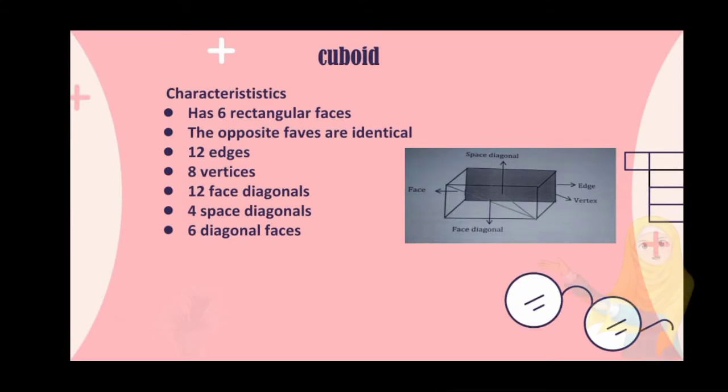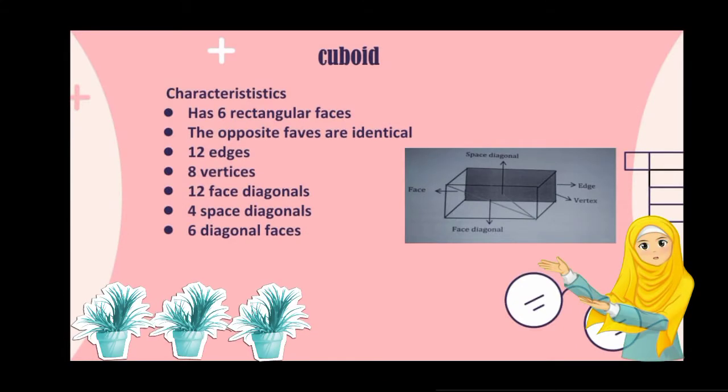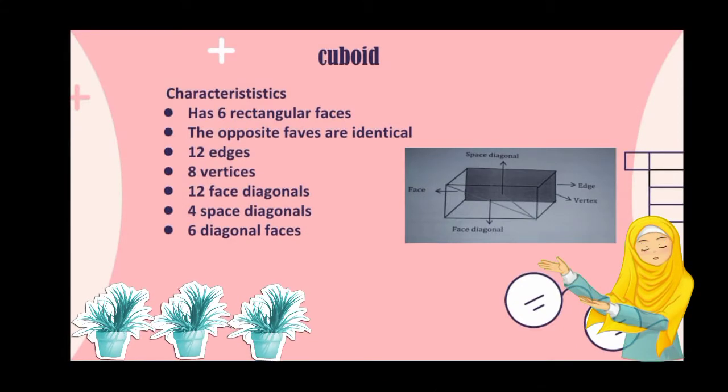The next three-dimensional object is cuboid. There are space diagonal, face diagonal, edge, and vertex. The second picture is the net of the cuboid.